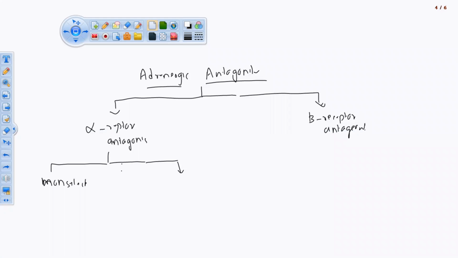Then here alpha selective, here alpha 2 selective. Drugs acting on alpha receptor, alpha 1 and alpha 2 receptor, and non selective drugs, that is indirect acting drugs. Direct acting drugs act directly on alpha 1 and alpha 2. Indirect acting drugs are non selective.